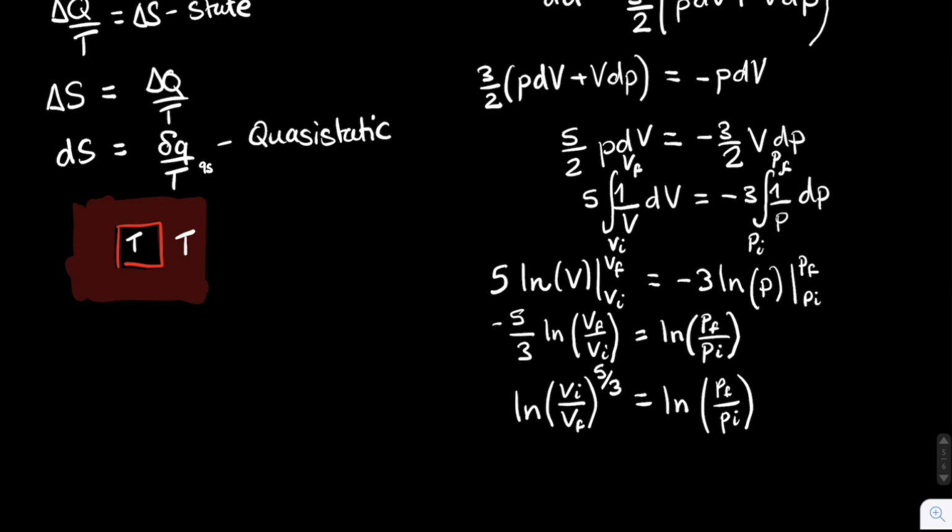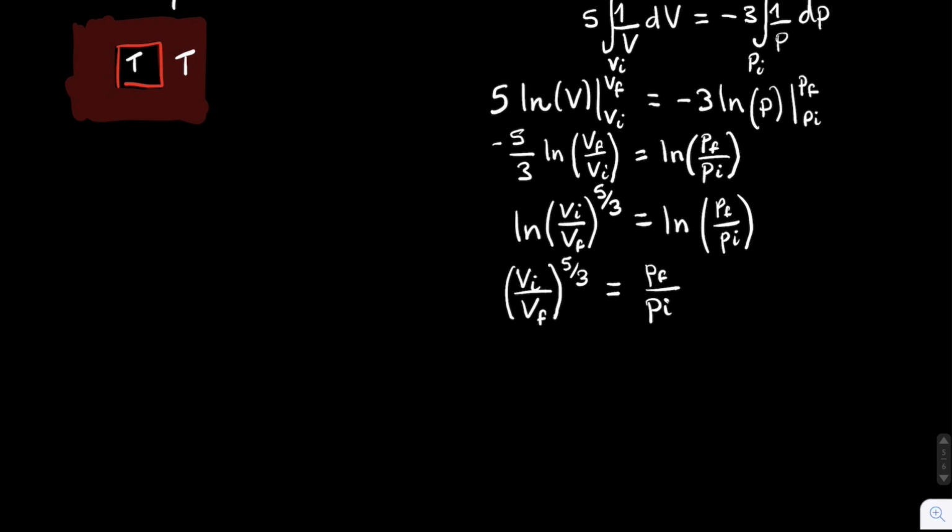And so now we've got log of something equals log of something. So let's just get rid of those logs. We don't have to worry about them anymore. We're going to get VI over VF to the power of 5/3 is equal to PF over PI. And you can multiply out these fractions just to get rid of all these fractions. So you get PI, which is going to come on this side of the equation, multiplied by VI to the 5/3 is equal to PF times VF to the 5/3.